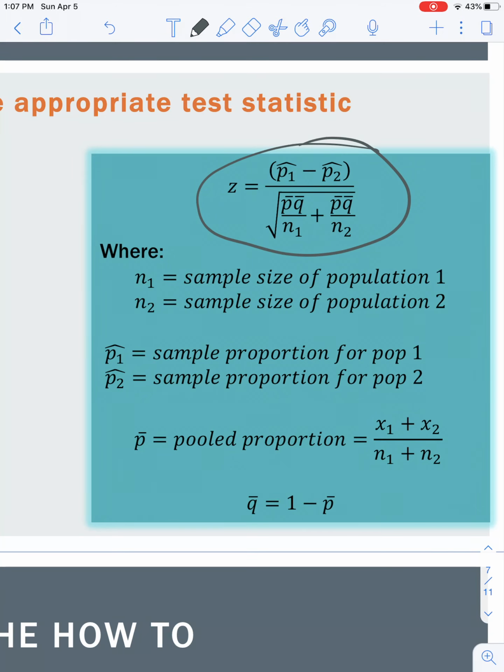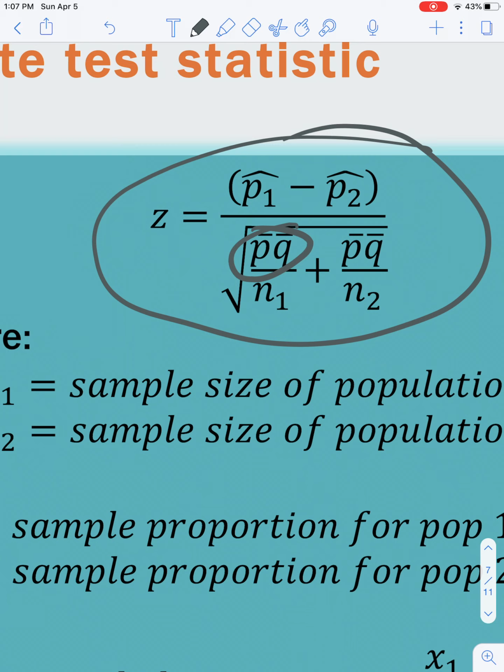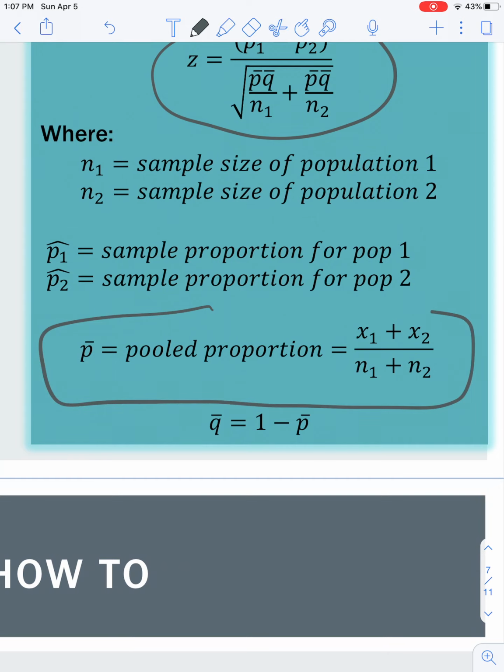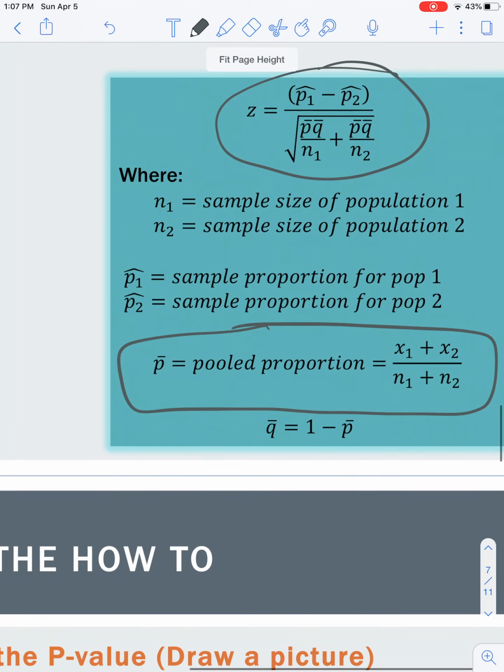Now, down here you're seeing these new symbols for us, p bar and q bar. What p bar and q bar are, we can find down here. It's called a pooled proportion. So it actually takes all of the successes from each of the populations, smushes them together on the top by adding them together, and then it takes all of the sample sizes from each of the two populations and it puts those on the bottom.